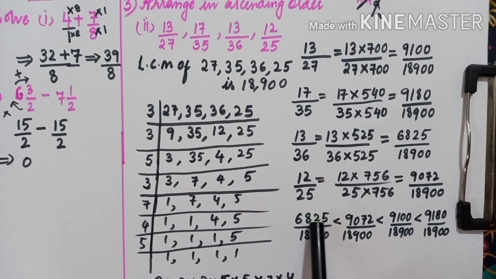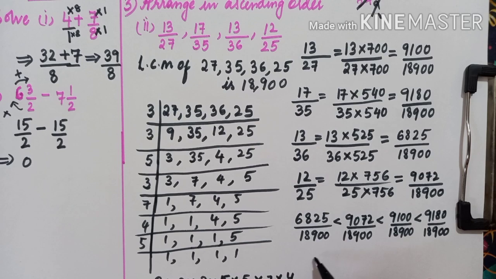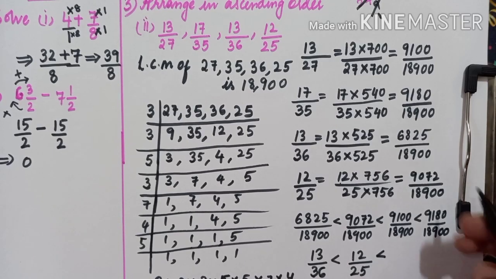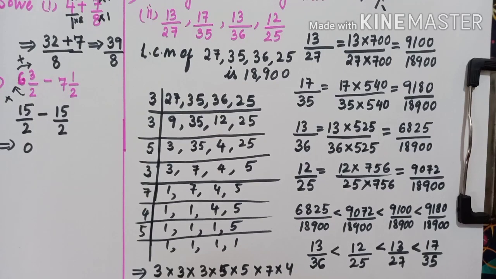So actually 6825 is nothing but 13 by 36, so that you have to write. Then 9072 means 12 by 25, that is less than 13 by 27, that is less than 17 by 35. So this is how you do ascending order. In the same way you have to do descending order. Descending order is nothing but bigger to smaller.